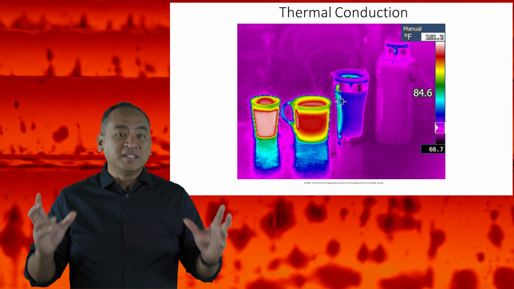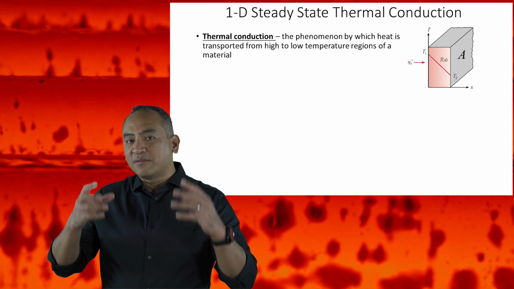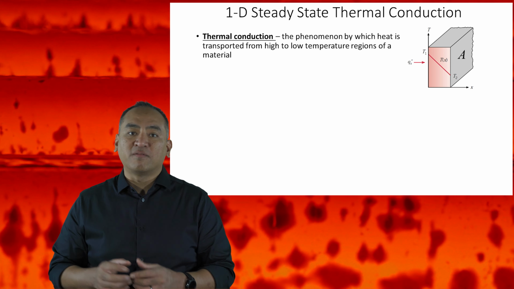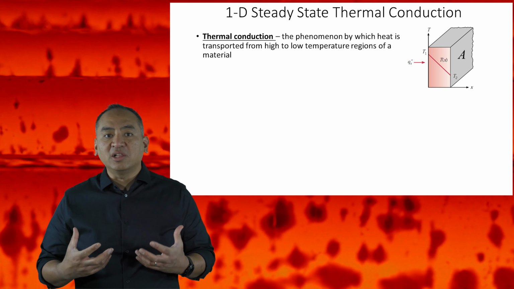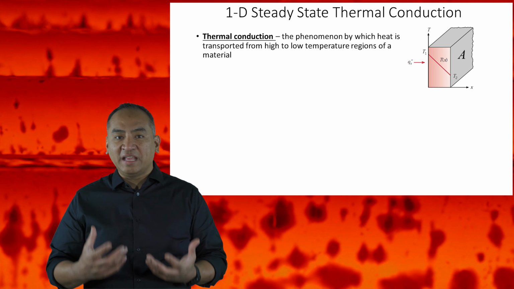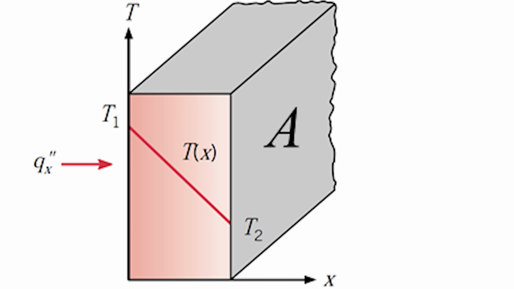Let's discuss thermal conduction. Thermal conduction is the phenomenon by which heat is transferred from high temperature to low temperature regions of a material. If we take a look at this simple shape called a plane wall, it has a thickness and a cross-sectional area A. We measure thickness along the axis labeled X. This figure shows a graph of the temperature profile from the left surface of the plane wall. T sub 1 is the temperature at the left surface of this wall. T sub 2 is the temperature at the right surface of this wall.